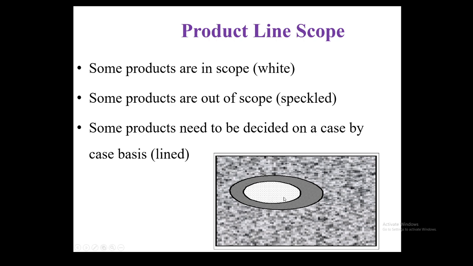For example, if you take a payroll processing system, what is the scope of the payroll processing system? It has to calculate the pay of each and every employee. That is the scope. If it is not doing that, it is beyond the scope. Some of the products will be out of scope. Some products need to be decided on a case basis. For particular employees only it can be applicable. So this is called the scope. Did you understand what I'm saying? So you have got the information, that is what a product line is, and here we are learning about what a product line scope is. Clear?